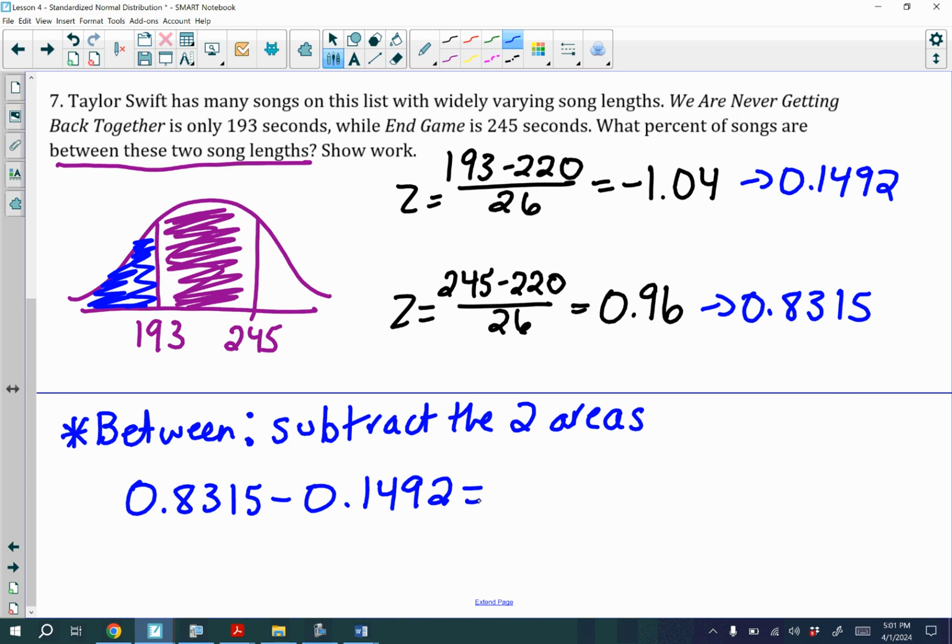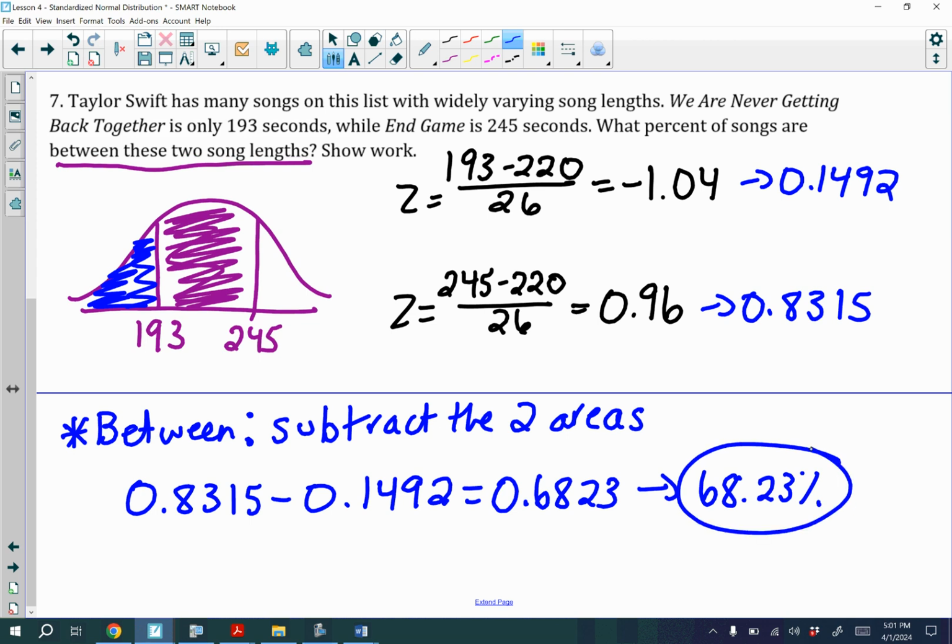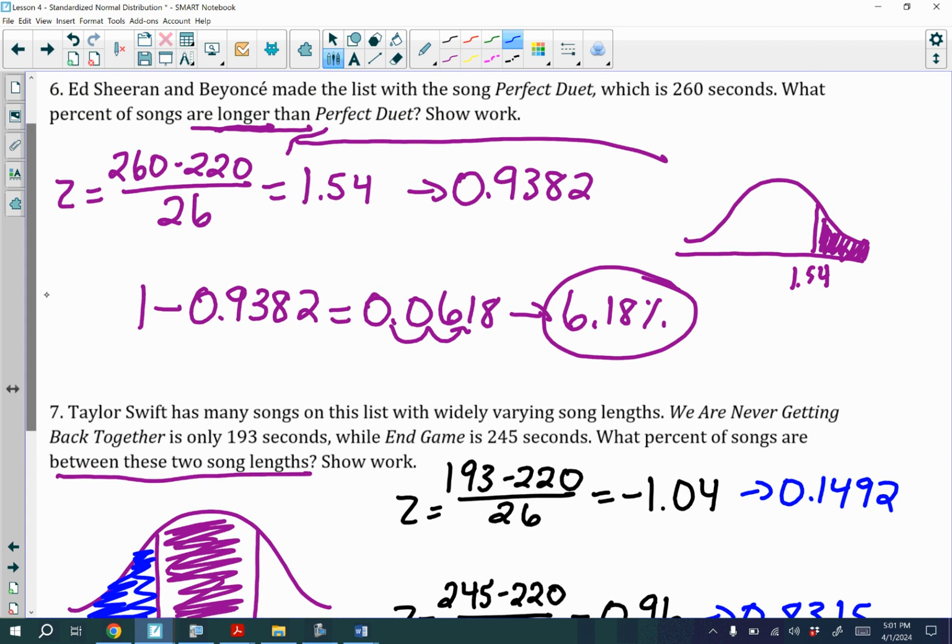Okay. So when we do this, we're going to get 0.6823. And then don't forget, we got to change this to a percentage. So we get 68.23%. Okay. So just to recap, if you need to find values between, you subtract the two areas. If you are trying to find the area to the right, you do 1 minus the area of the left, and then you get your percentage there.